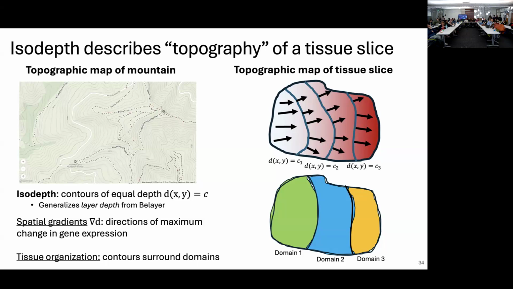And similarly, we have this coordinate of a tissue where you can tell these arrows, these gradients tell you the direction of maximum change. Similar to if you're hiking, you can find out what are the steepest and flattest directions. And these contours of equal isodepth, the isodepth contours give you these landmarks in space, these domains or cell types or whatever you want to call them, how the tissue is organized.